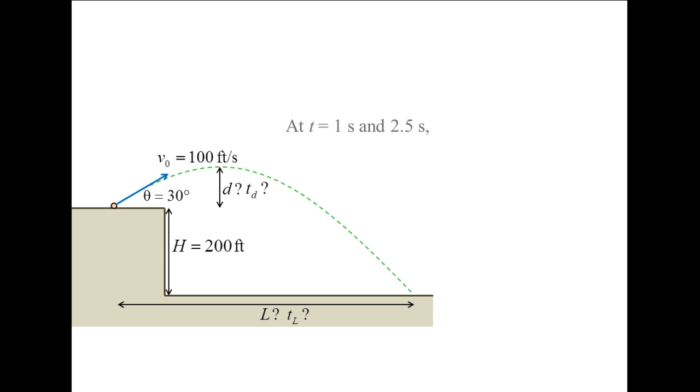At 1 second and 2.5 seconds after the ball is released, what are the normal and tangential components of the ball's acceleration, AN and AT? What is the radius of curvature of the ball's path, ρ? What is the time rate of change of the ball's speed, v dot? We will neglect air friction in this problem.